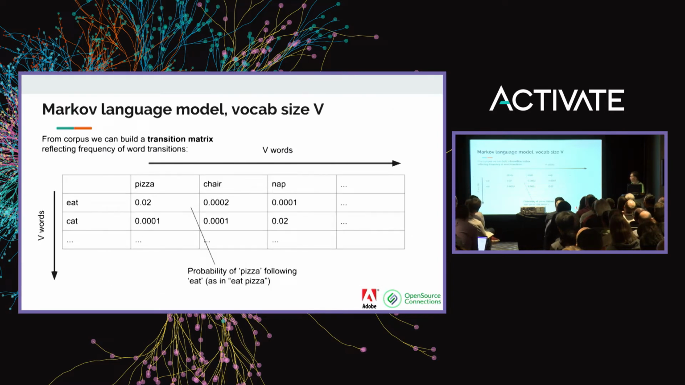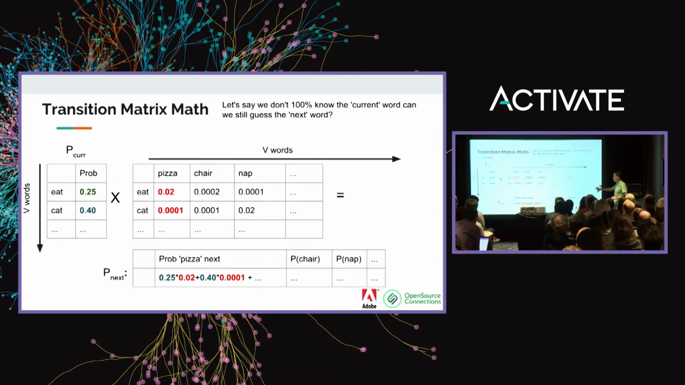So here's where we get the math. This matrix here is called a transition matrix, because we can do a transition from one state to another. What is the probability of going from the eat state to the pizza state? 0.02.